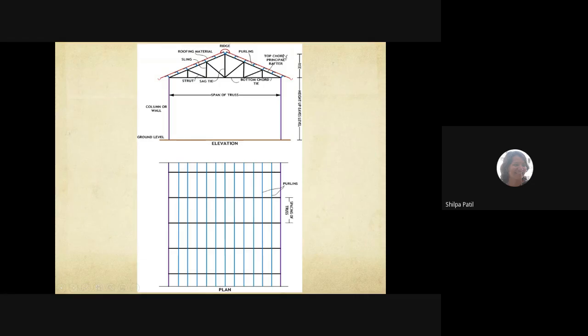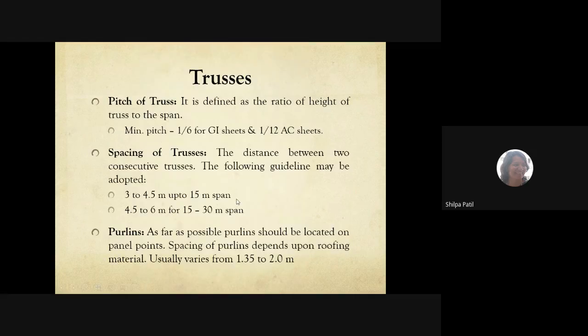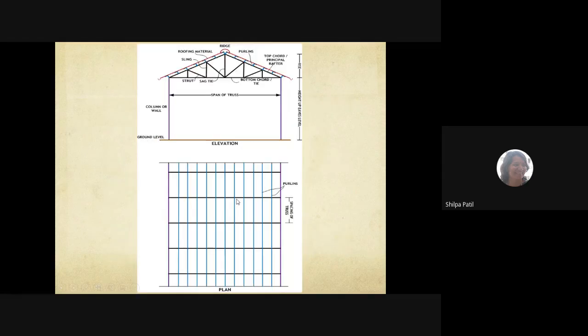Okay? The roofing material will be given to you. If I say use GI sheet as the roofing material, then accordingly you have to adopt the spacing between purlins and trusses. If I say no, instead of GI use AC sheet, then you have to consider the guidelines for AC roofing material. So you have to make use of these guidelines, whatever we have discussed, to draw this initial diagram.